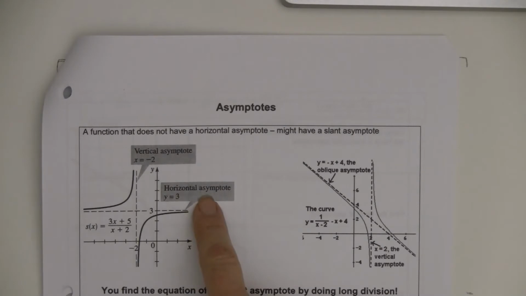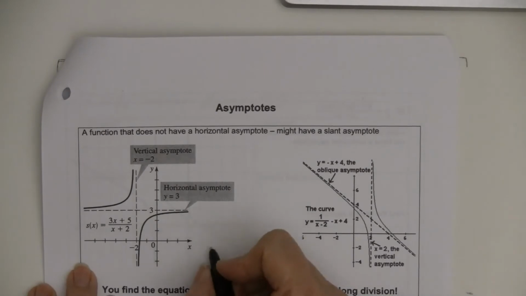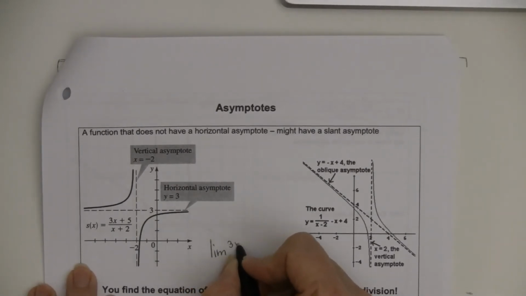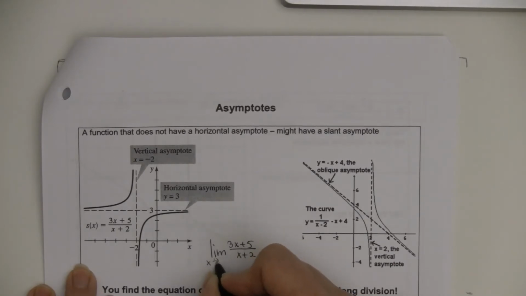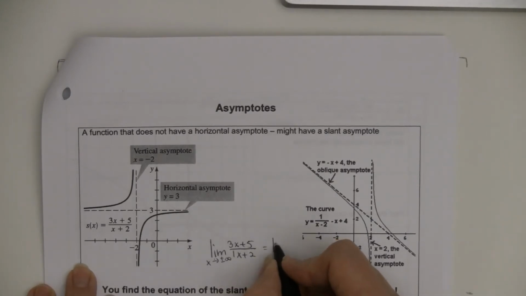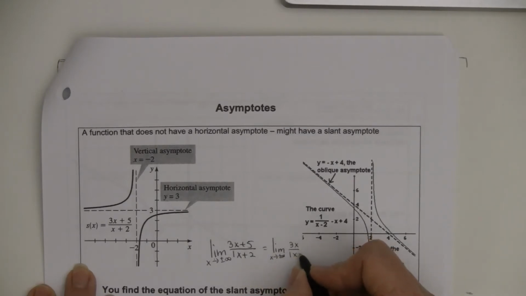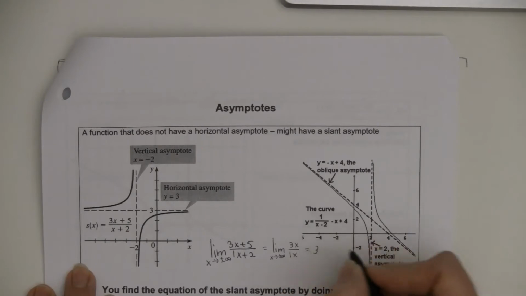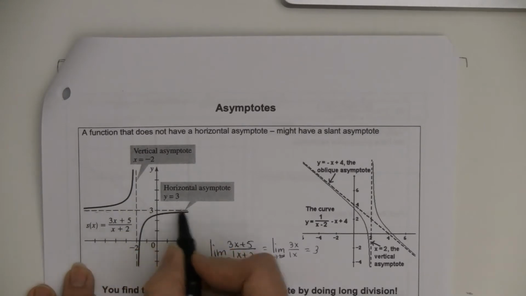And then the horizontal asymptote, how you would find it is you find the limit as 3x plus 5 over x plus 2 goes to plus or minus infinity. I can do dominant term analysis here, and this is the same as the limit as 3x, the dominant term in the numerator, over 1x, the dominant term in the denominator. And then the x's would reduce out, so that's 3. And so the horizontal asymptote is at y equals 3. And so you see the horizontal asymptote there.